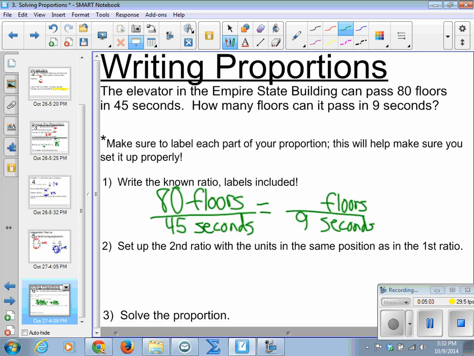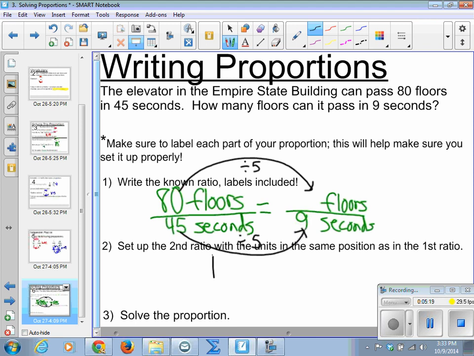So we can get from 45 to 9 by dividing by 5. We'll do the same thing up top. Divide by 5. 80 divided by 5 gives us 16. So 16 floors is our answer. This concludes our lesson on writing and solving proportions.